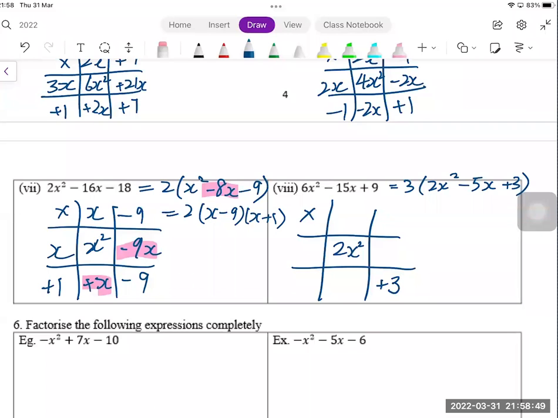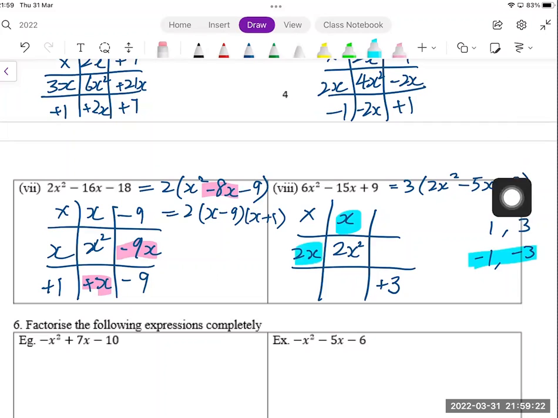So what are the ways that 2x squared can be written as? It's just x and 2x. So there isn't much for me to try out. Okay, 3 is just 1 times 3 or negative 1 times negative 3. Correct? But in this case, I want a negative 5x, so it makes sense that I should be using negative 1 and negative 3. So I have negative 1 and negative 3, which need to multiply into x and 2x.